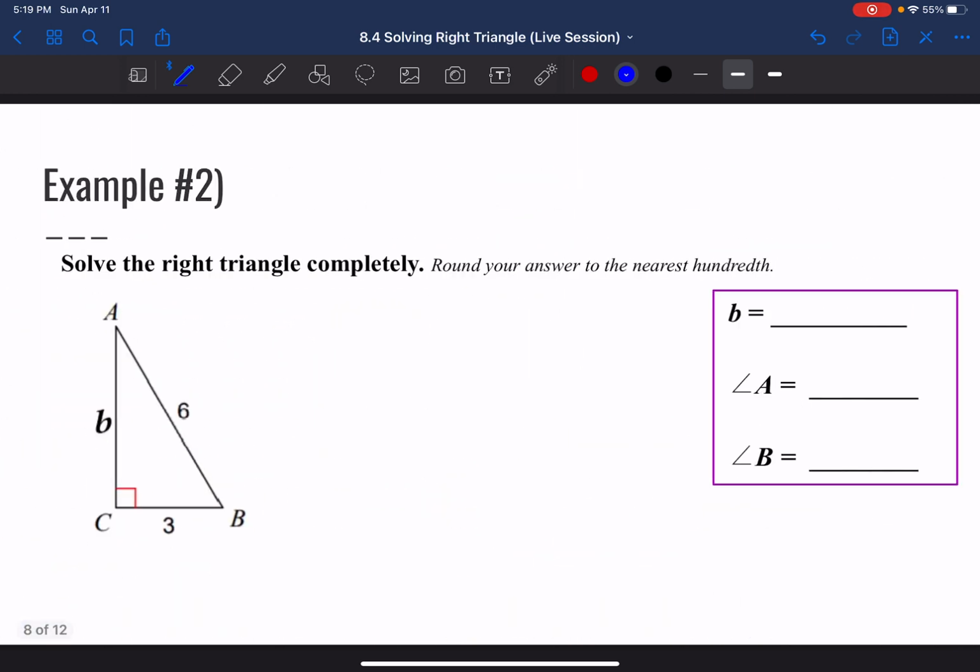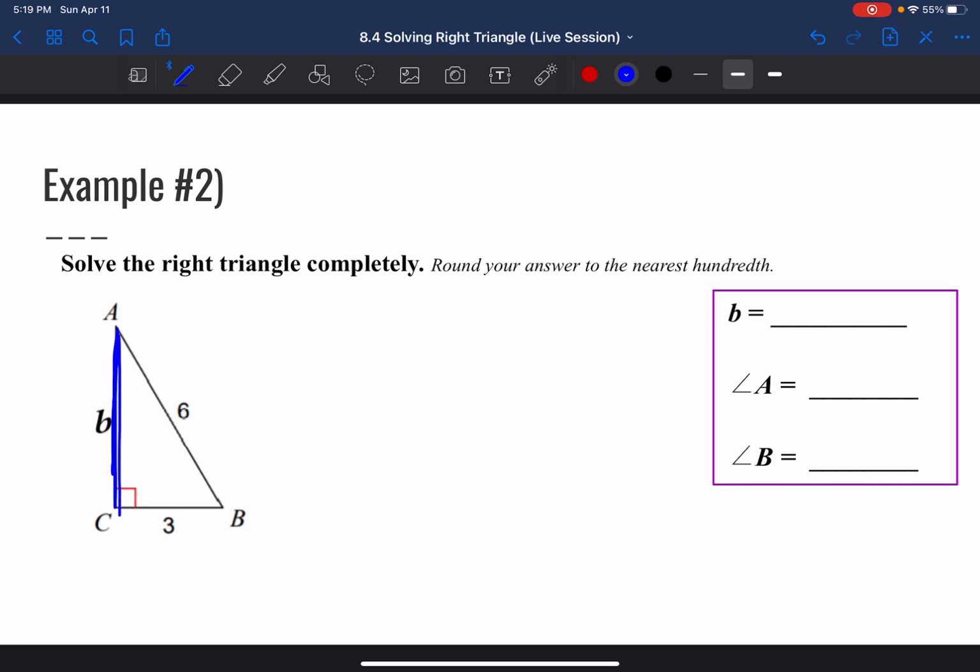Let's go over example number 2. Same type of question. We have to find 3 different portions. One of them is B, which is the side, right? This one is a side. And then angle A, angle B. So in this case, we have 2 missing angles and 1 missing side. So let me try to find the side first.